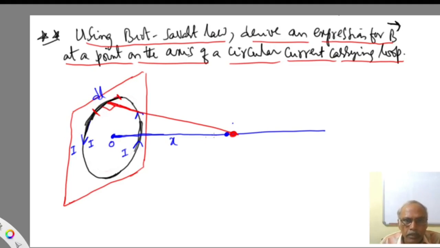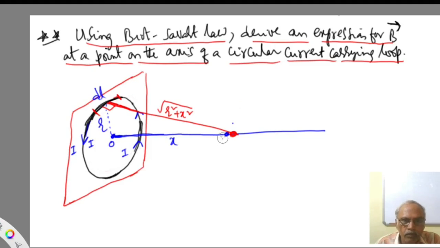Now, this distance is root of r square plus x square, where r is the radius of this loop. All right. Yes, sir.